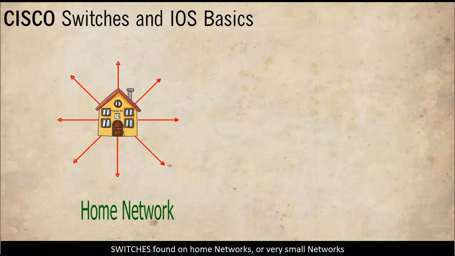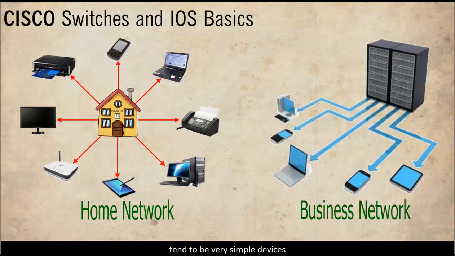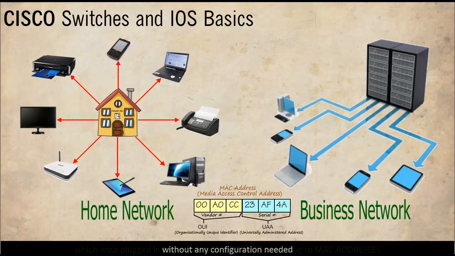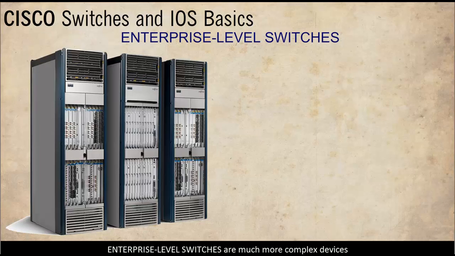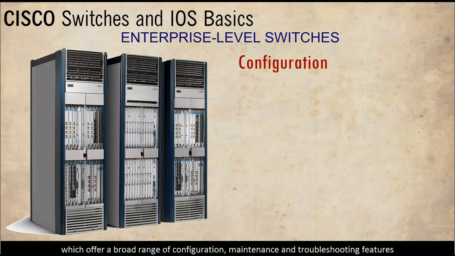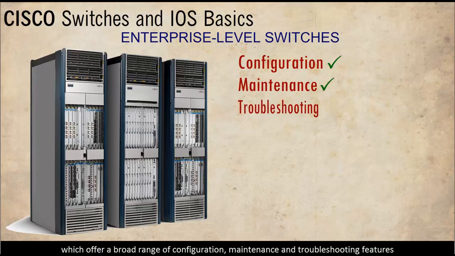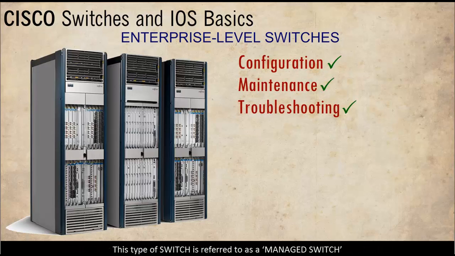Switches found on home networks or very small networks tend to be very simple devices which, once plugged in, begin forwarding frames according to their MAC addresses without any configuration needed. This type of switch is referred to as an unmanaged switch. Enterprise level switches are much more complex devices which offer a broad range of configuration, maintenance and troubleshooting features. This type of switch is referred to as a managed switch.